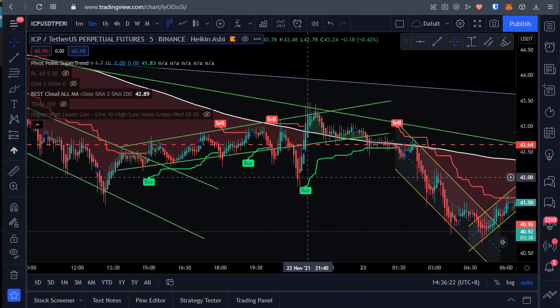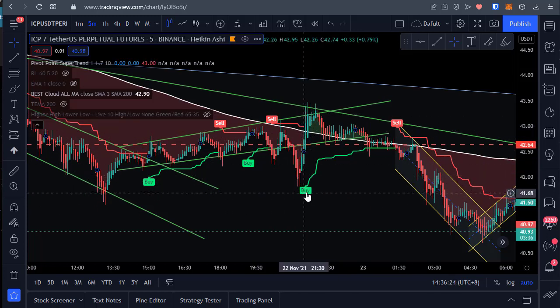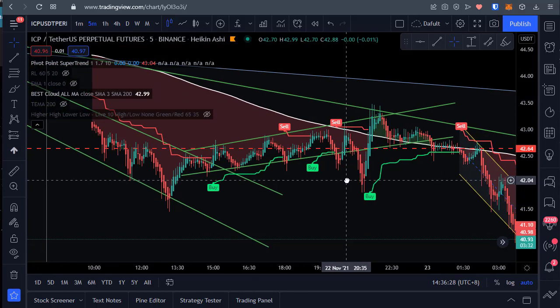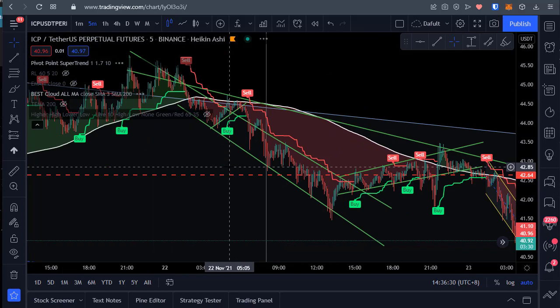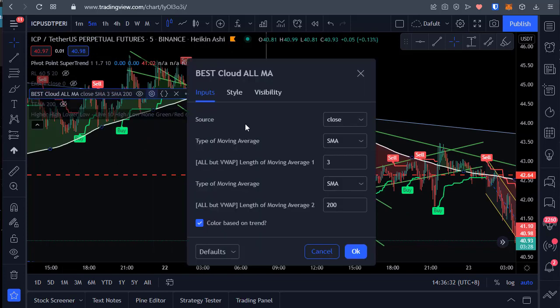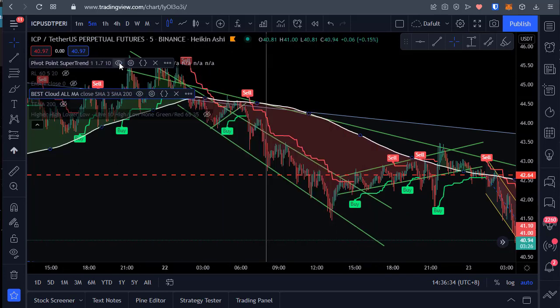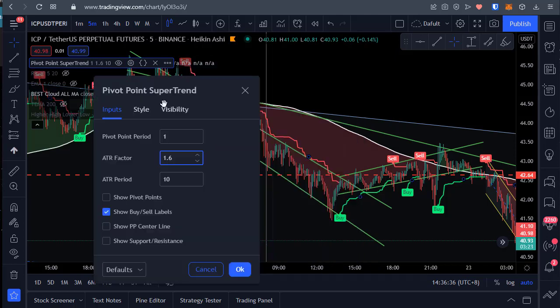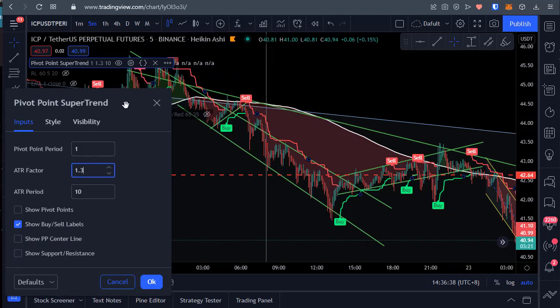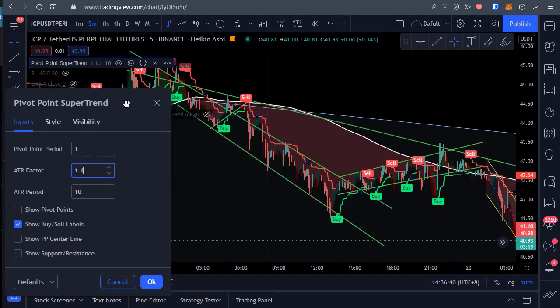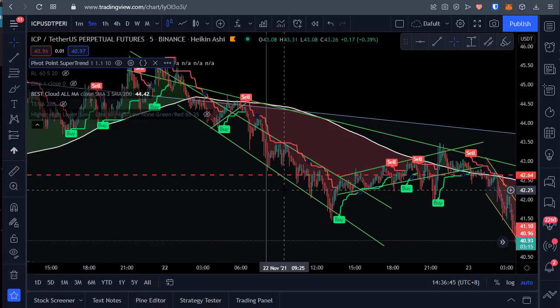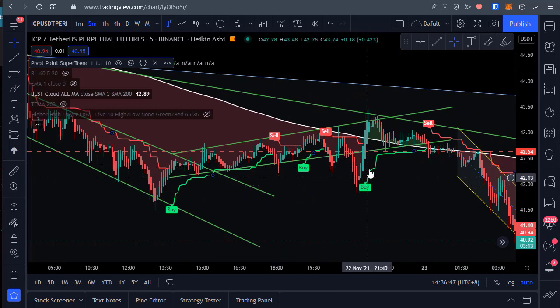Can you buy on a downtrend? Yes, you can. It can give you a signal here to buy. You can actually buy here to actually make money. You can as well. Okay, so looks like it's too sensitive, so I need to reduce it a little bit more. Okay, so put 1.1. Okay, so I'm now satisfied with this.